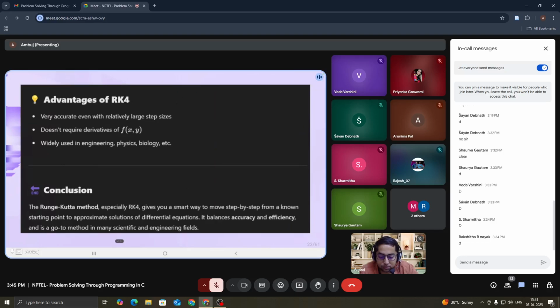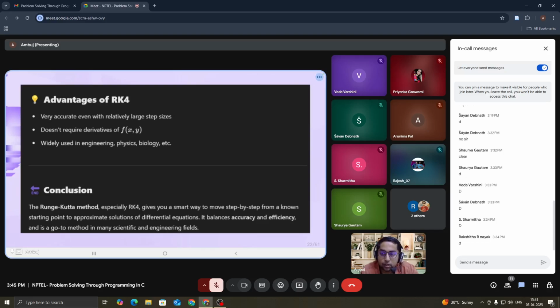What are the advantages of this Runge-Kutta method? It is very accurate, even at relatively large step sizes. It doesn't require the derivative of f(x, y). It's widely used in engineering, physics, biology. It is used everywhere because it is an empirical method. You are easily able to solve any differential equation using it, and you can write an algorithm using this method.